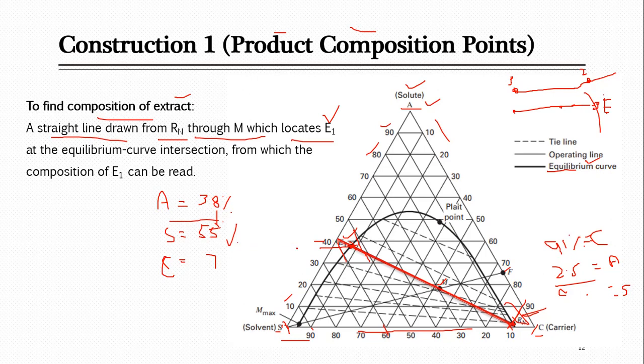stream, because the extract is rich in the solvent, it contains a high amount of solvent as compared to the other component which was a part of the feed, which is the carrier. So that's the smaller one. And on the other hand, if you look at the raffinate side, here you can see that your S was only a few percent, I think 6-7% more or less, and your carrier is higher in amount, like 91%.